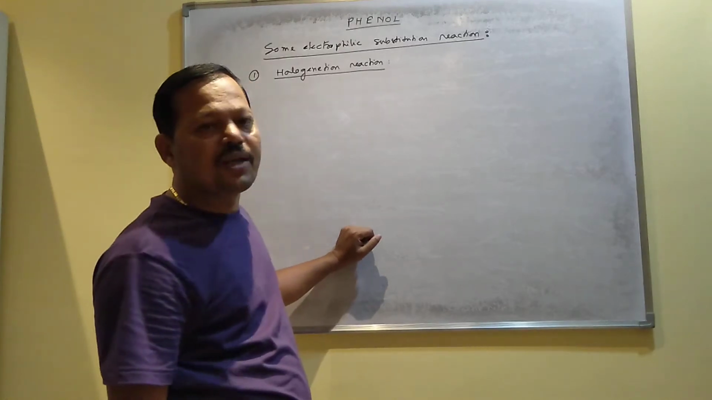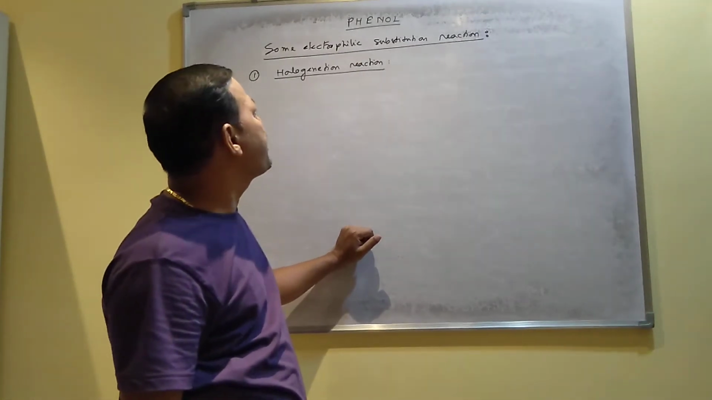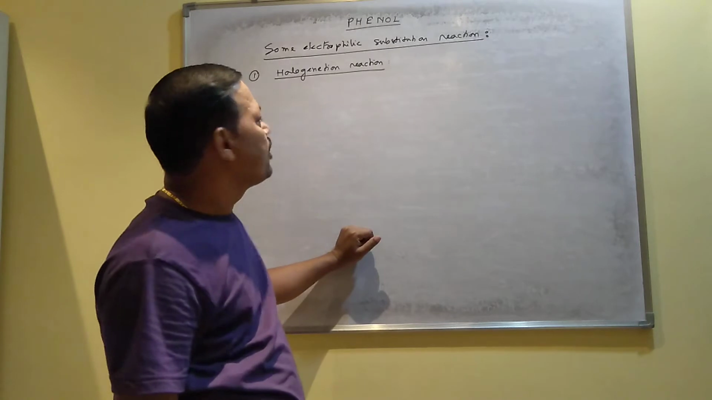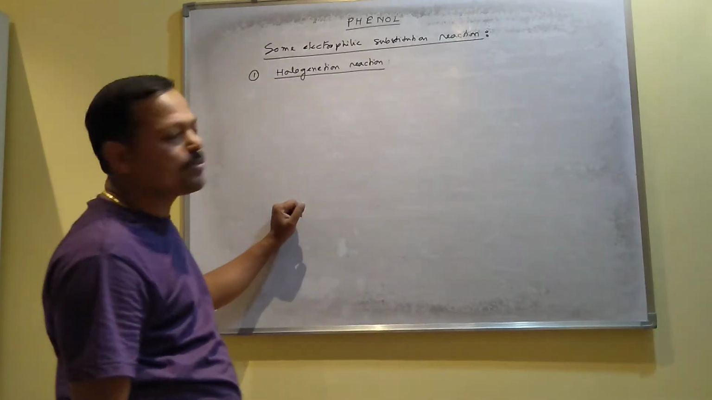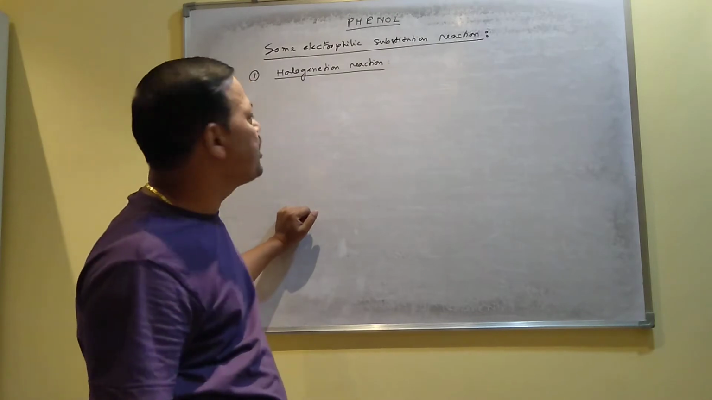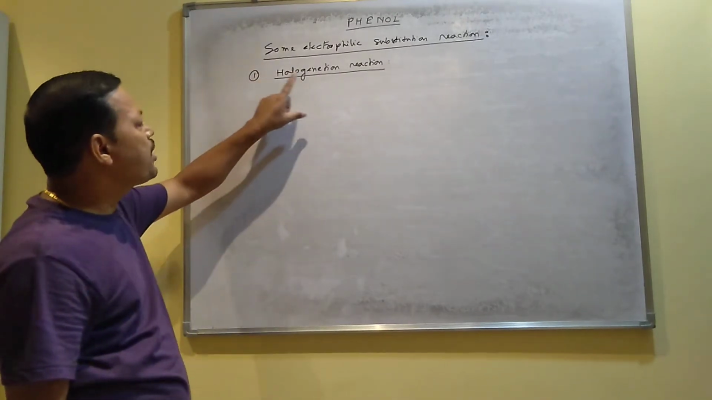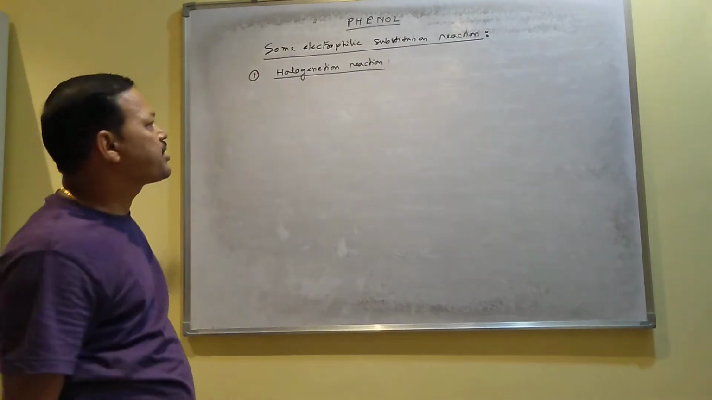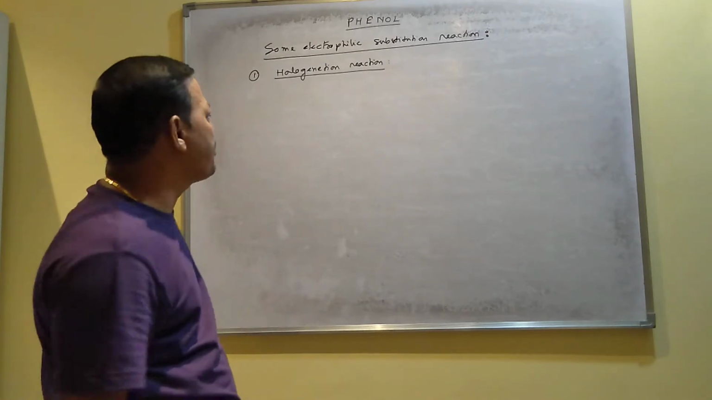Okay, now some electrophilic substitution reactions of phenol. Phenol shows maximum electrophilic substitution reaction, and phenols are always ortho-para directing in electrophilic substitution reactions. So number one is the halogenation reaction. Halogenation means addition of halogen.